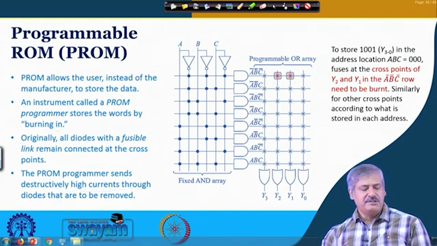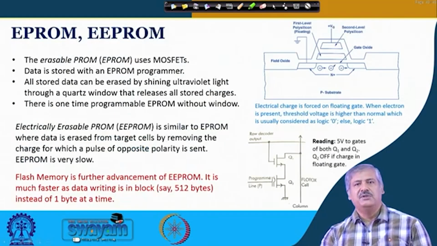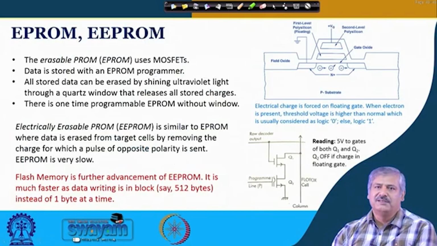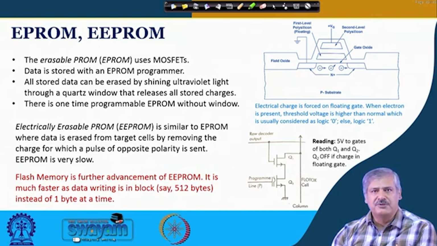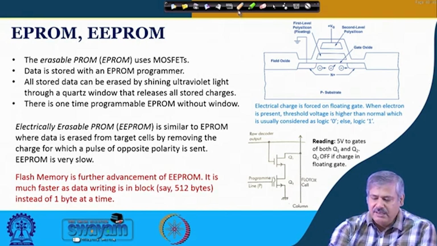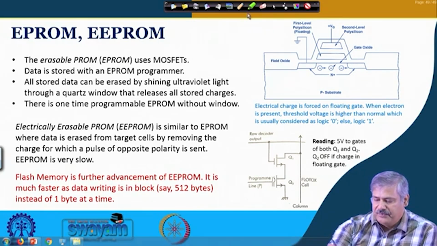Now, in PROM, once you ingrain the pattern, you cannot remove it. Okay. So, then comes what is called erasable PROM, a further advancement, where the data is written, of course, through an EEPROM programmer. Okay. And here the data writing is done through something called a floating gate. Okay.